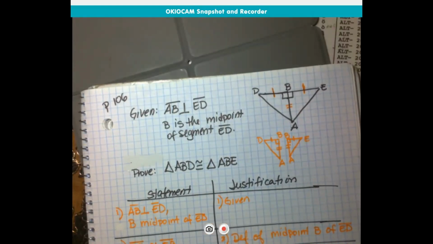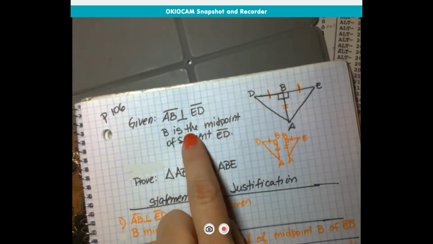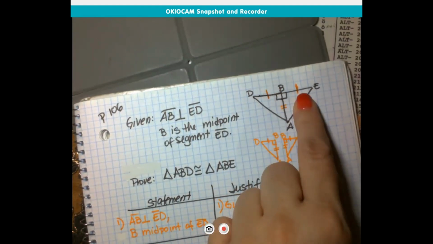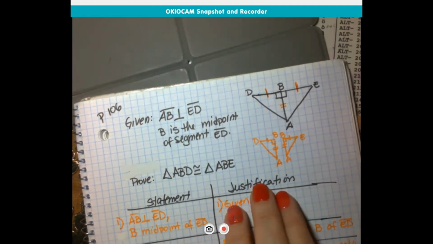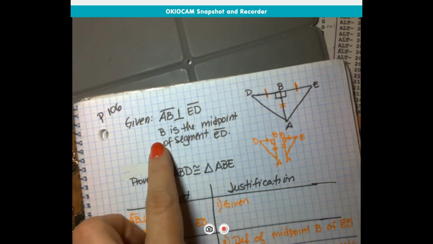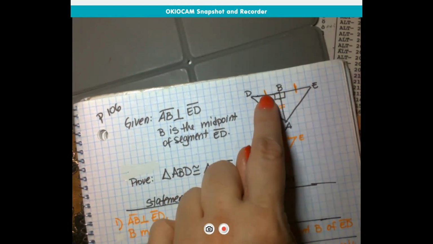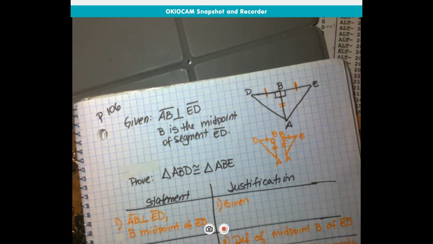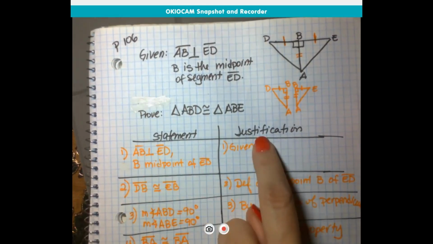Okay. So that one says the first step that you need to do, and I know you have more information in here than what originally came with. The first thing you need to do in your proof statement is to write everything that they're giving you. What are they giving me? They're saying that AB is perpendicular to ED, and the B is the midpoint of ED. Okay. So that is given.